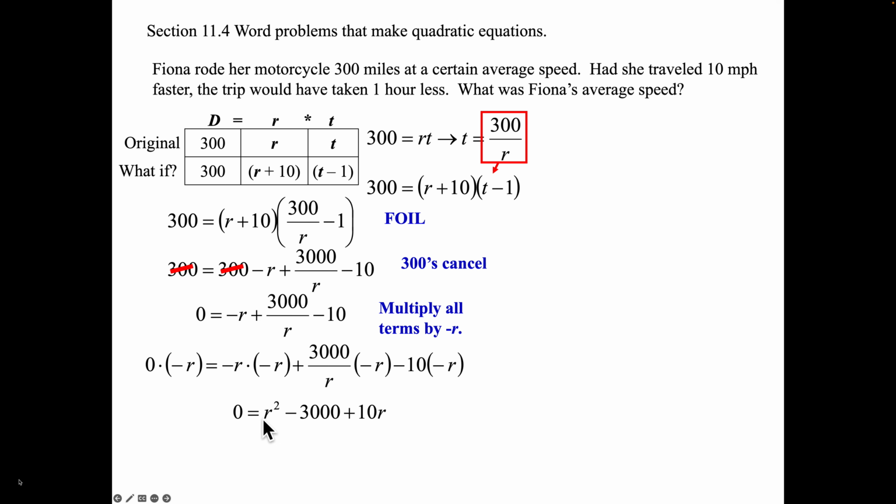Okay, so here's my quadratic equation. I just need to put it in descending order. So I put my plus 10R in the middle, and now I'm going to factor this. Now, we talked about this once before. Remember numbers that end in zeros and add up to be 0 or subtract to be 0? My numbers must probably end in 0.